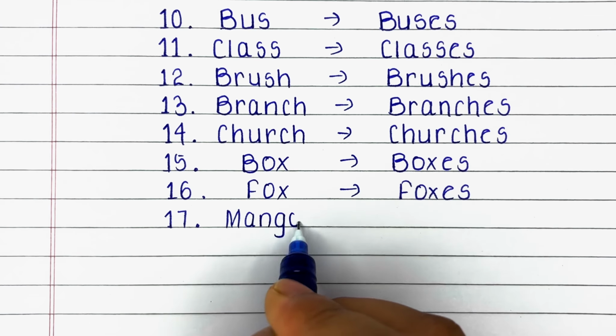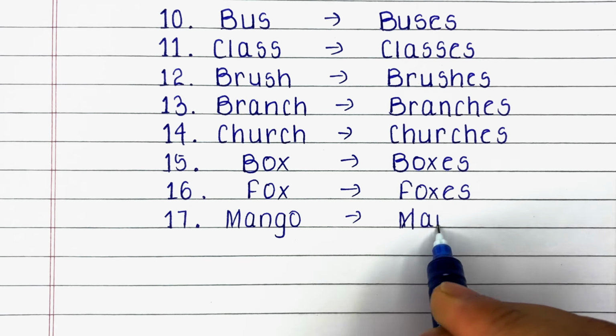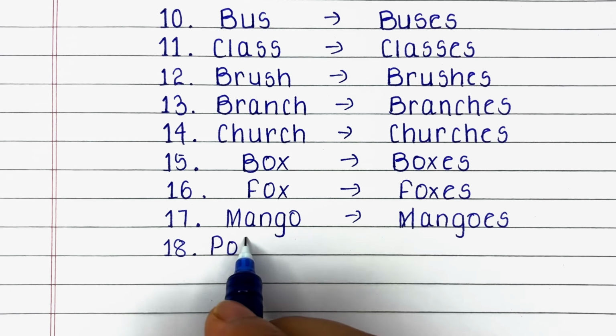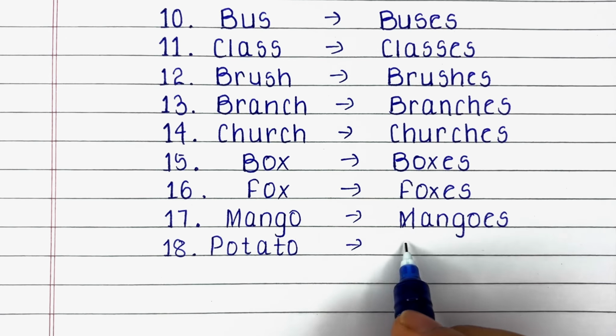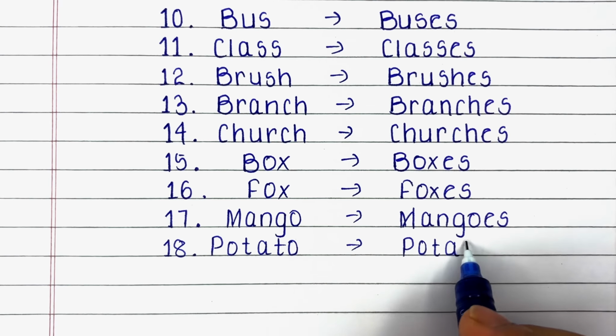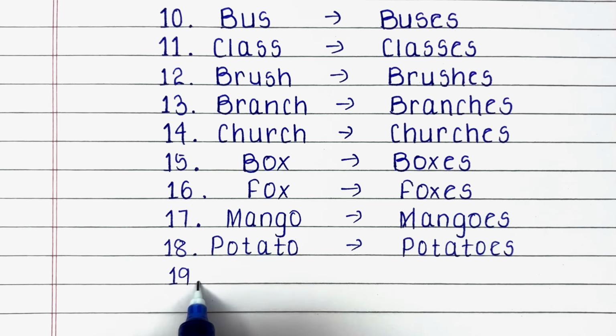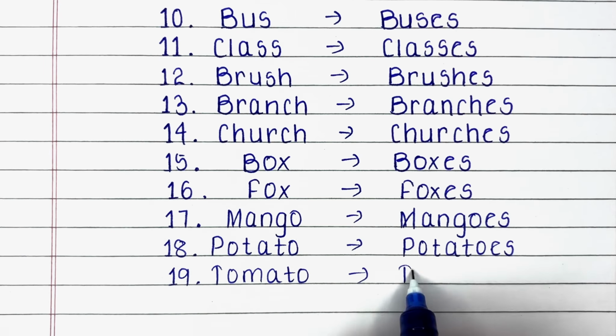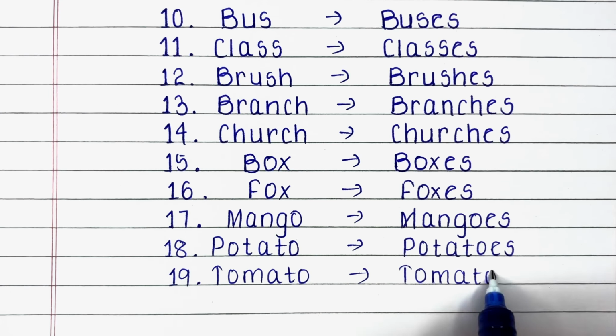Next word is mango. The plural of mango is mangoes. Next word is potato. The plural word of potato is potatoes. Next word is tomato. The plural of tomato is tomatoes.